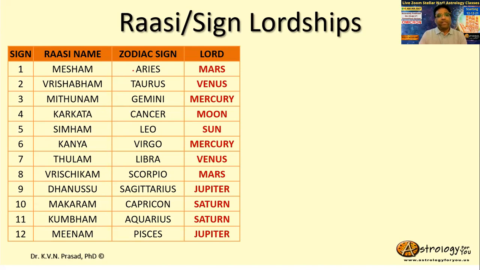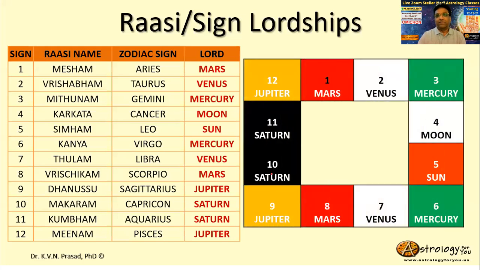So here, with this lordship, each planet has 2 signs, except Sun and Moon. Sun and Moon have only 1 sign. All other planets own two signs. So this is Mesha Rasi, sign number 1. So Mesha and Vrishchika, Aries and Scorpio, are owned by Mars.